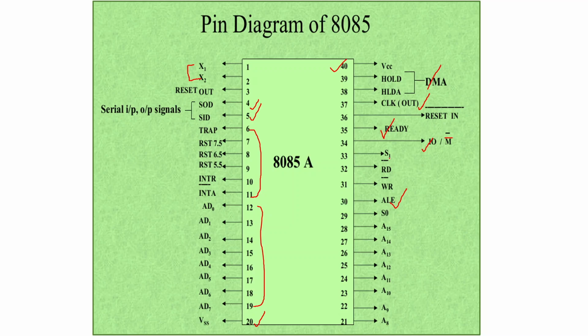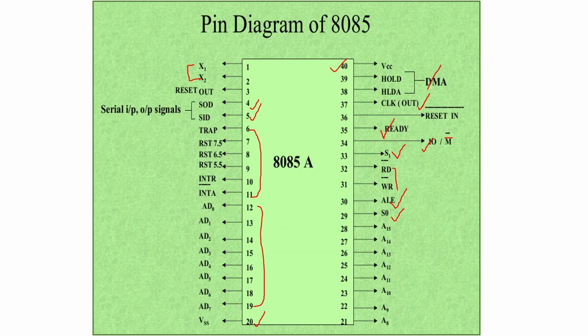And there are two control signals, S1 and S0. These two control signals will be used for representing whether it is a read operation, write operation, hold operation, and so on. If 00 means hold operation, 01 means read operation, 10 means write operation. These two, S0 and S1, will be used for the status of the microprocessor. And the read and write pins are 32 and 31.